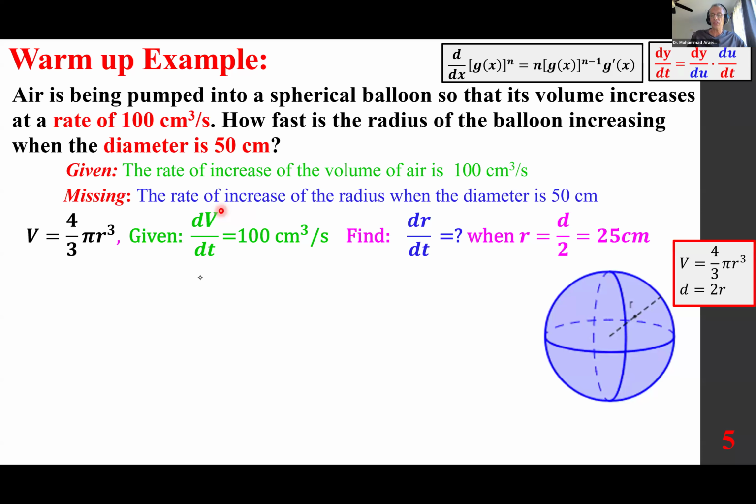So we want dV/dt, everybody. We're going to go with Leibniz's notation. As we move from V to t, the intermediate variable is r. So dV/dt is dV/dr times dr/dt.